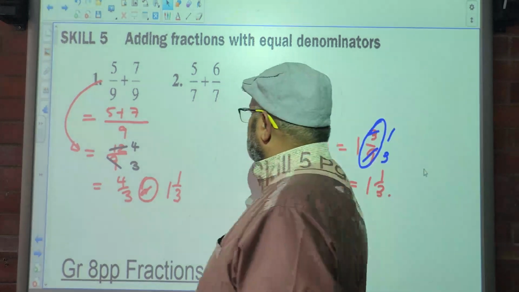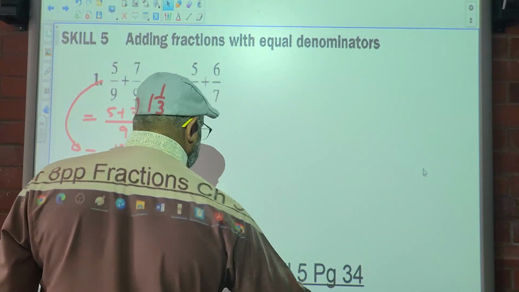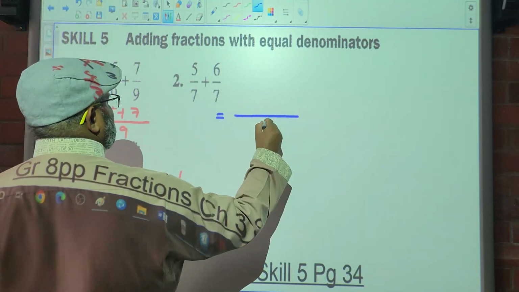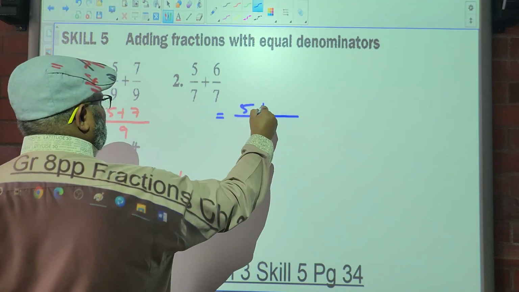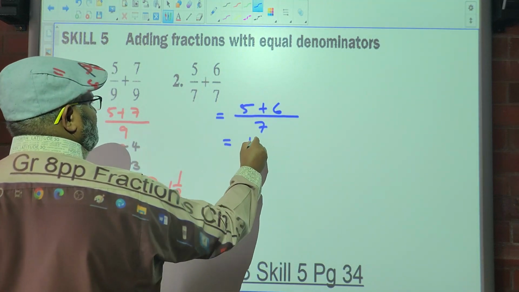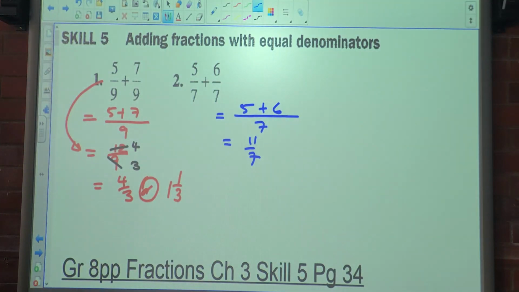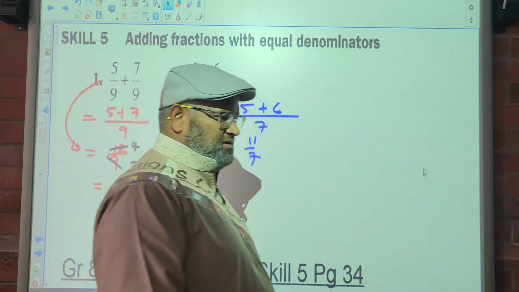Okay. You get number 2. So the denominators are the same, not so? You can add the numerators. So it's going to be 5 plus 6. What's 5 plus 6? 11 over 7. Which also can be written as 1 and 4 over 7. Okay, if you want, you can write it in that form.